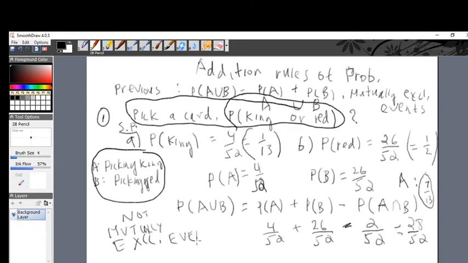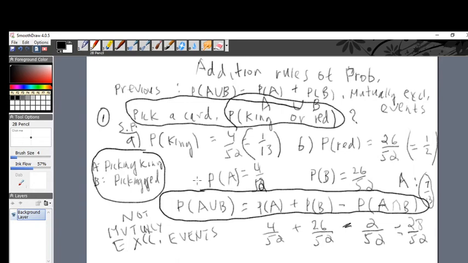And here is the formula for not mutually exclusive events. This formula up here is the formula for mutually exclusive events. And here's the formula for not mutually exclusive events.